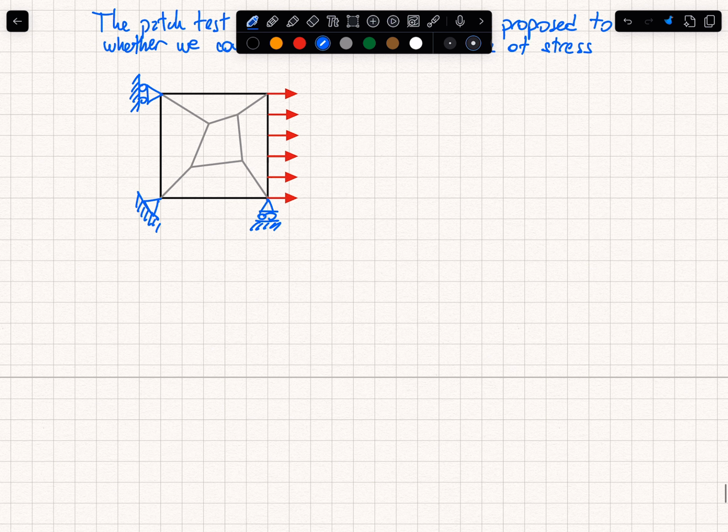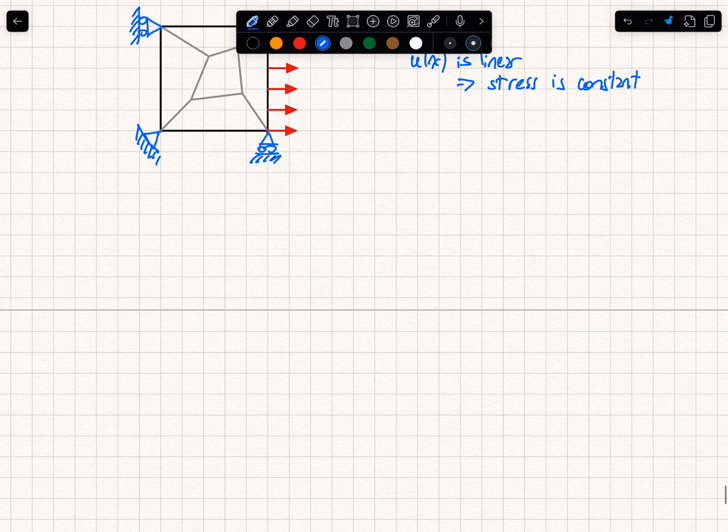Let me complete this while you think of it. Ux here is linear, then my stress is constant. Any ideas? Normally we're given a few things, right? And we don't know U. So we're given the body force, we're given the constitutive law, and then we apply the forces into our problem.